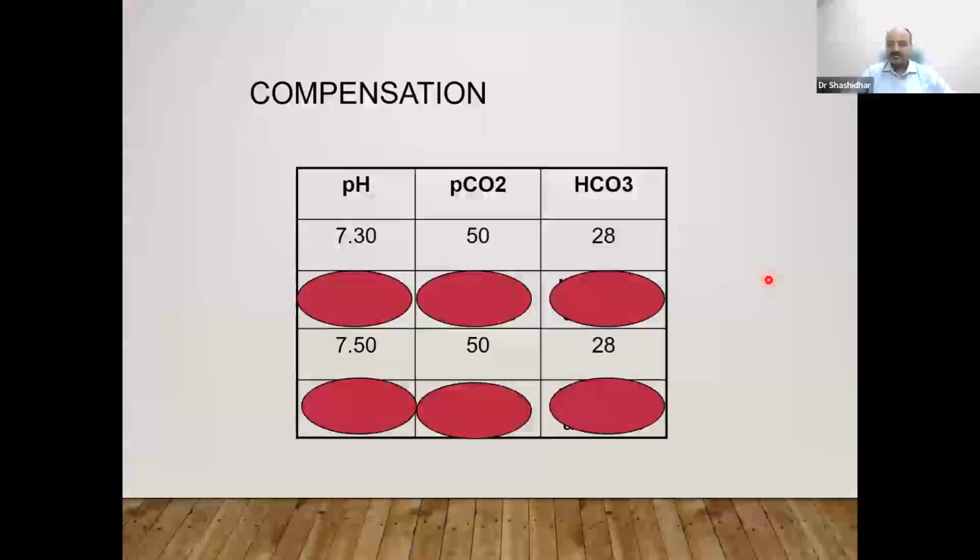Okay. Now we'll go to your favorite, which is most misunderstood, which is compensation. Let's look at this. 7.3 pH, PCO2 50, bicarb of 28. What is the interpretation of this blood gas? I'll give you 2 seconds more than usual.